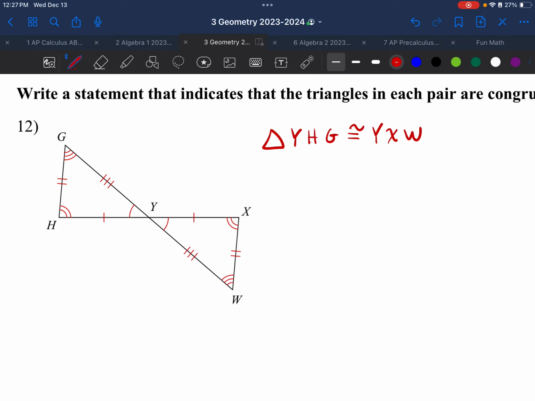I have made a mistake here on accident. I'm going to move this out to the side. I need to say that this is triangle, those letters. I said these letters, I forgot the triangle, so I need to move this over here as well and say this is congruent to that triangle. There are many different answers for number 12. I could have instead said H, G, Y, and X, W, Y. I didn't have to do this exact order. There are many different answers.